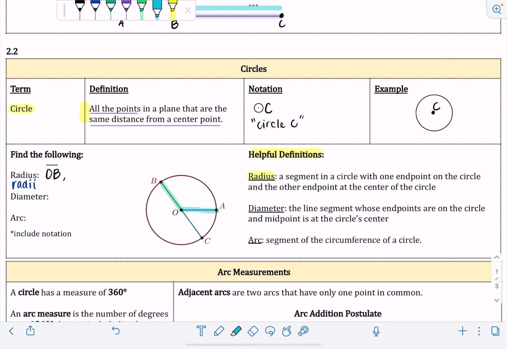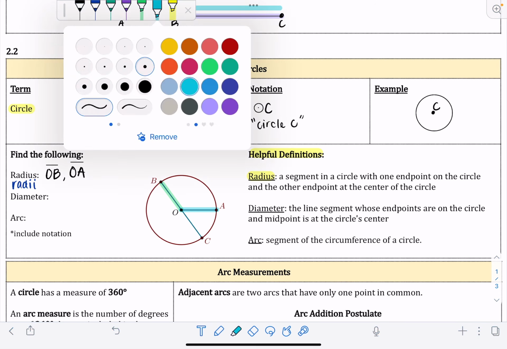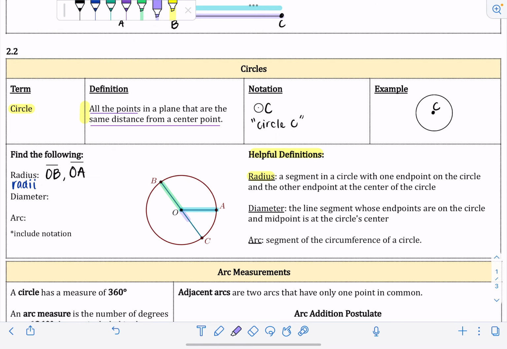And then another one here goes from O to A, so segment OA. And then a third one goes from O to C, so segment OC. And then that's it. There's only three. The radius specifically just have to be only halfway. So there's one that's halfway right here. It basically is any line or line segment that extends from the center to the edge of the circle.